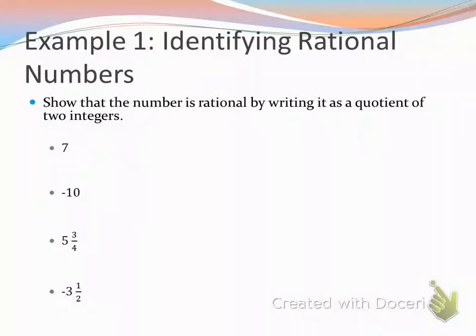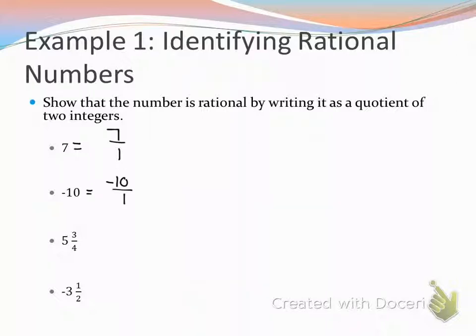What if we had the number 7, and it said, show that the number is rational by writing it as a quotient of two integers. The quotient shows division, so how can I write the number 7 as a fraction? 7 over 1. Okay, 7 over 1. How could I write negative 10 as a fraction? Negative 10 over 1.